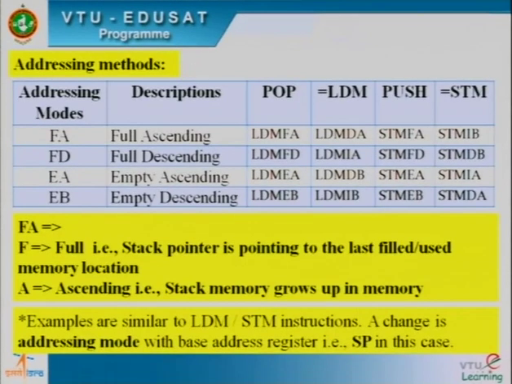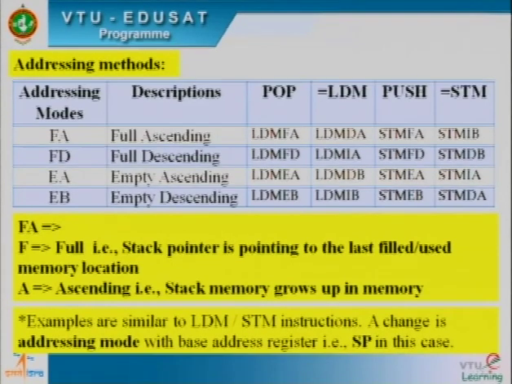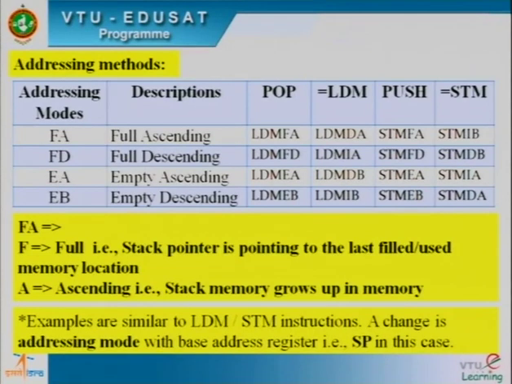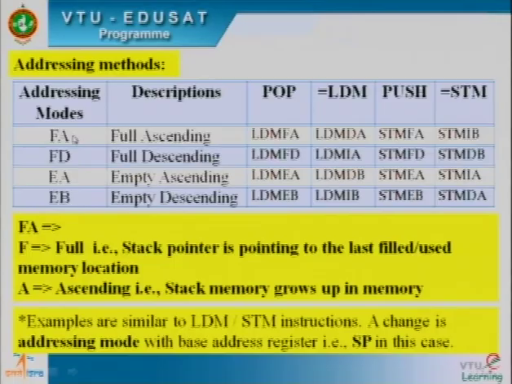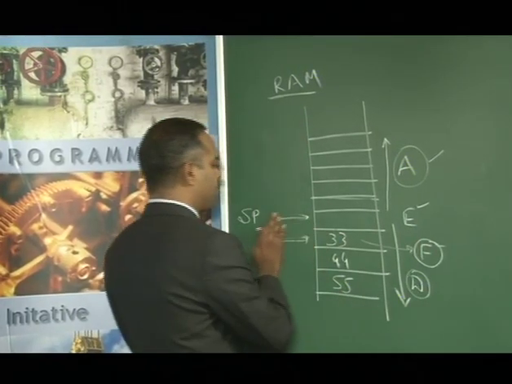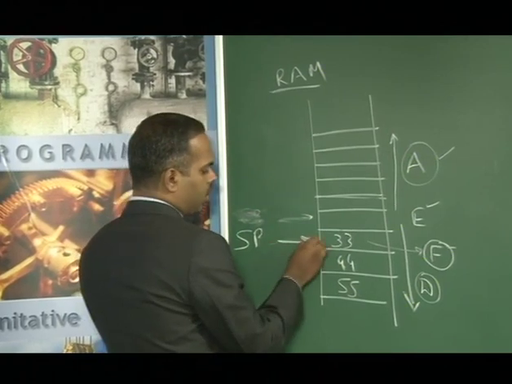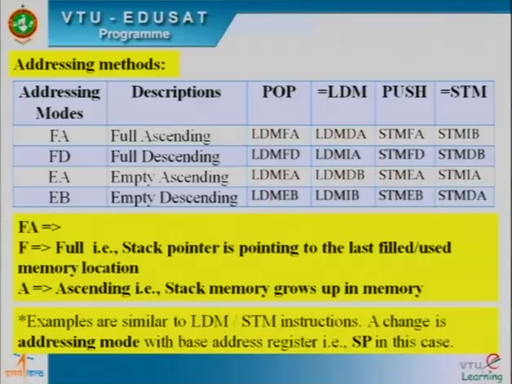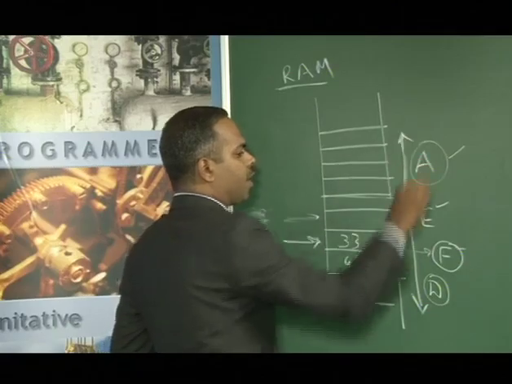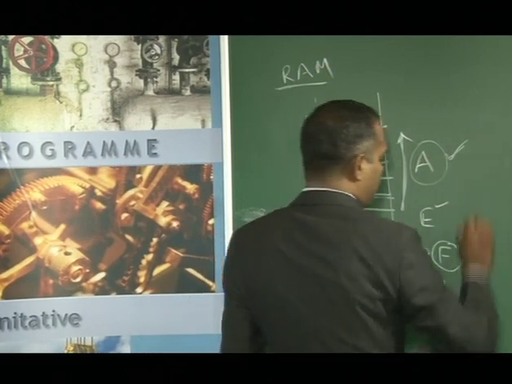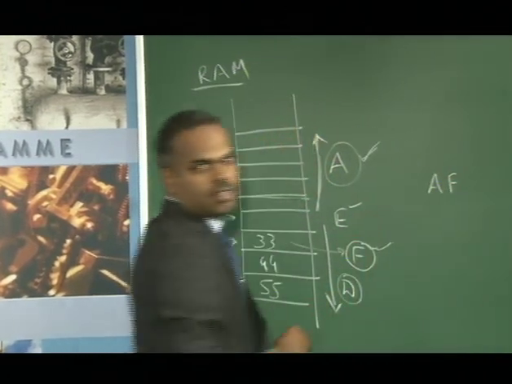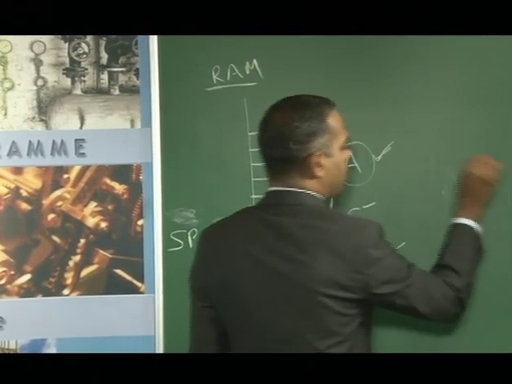Now, look at the addressing modes that are provided for the stack operation. What are the addressing modes? The first addressing mode is full ascending, FA. FA stands for full ascending. This is what we discussed on the blackboard. For the stack memory location, the addressing mode is full ascending. That means the stack pointer is pointing to the last filled memory location, and the stack memory is ascending, it's growing up. So it is a combination of ascending and full. That is why it is full ascending, FA.